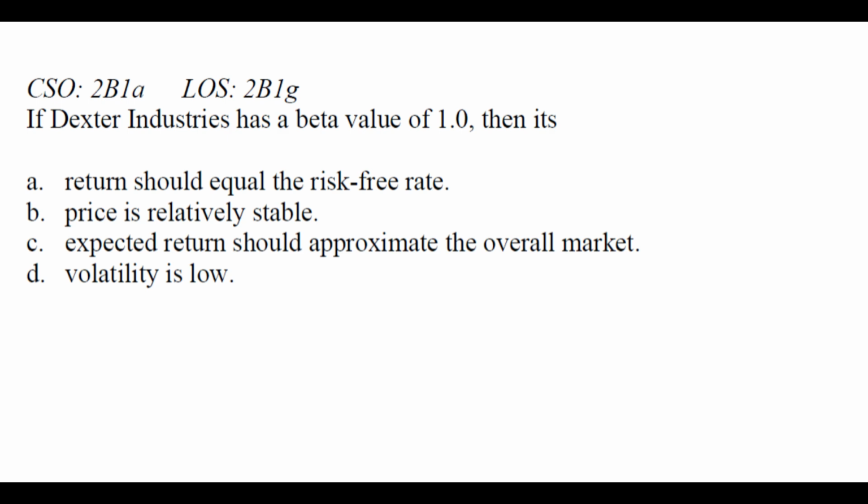B. Price is relatively stable. Incorrect. A beta of 1.0 does not mean the stock price is stable. It means the stock fluctuates about as much as the overall market.